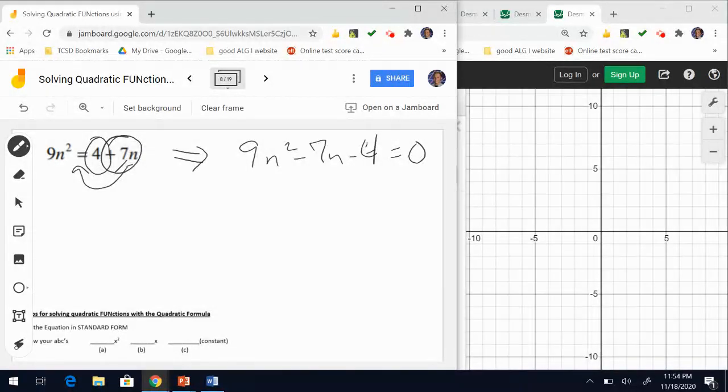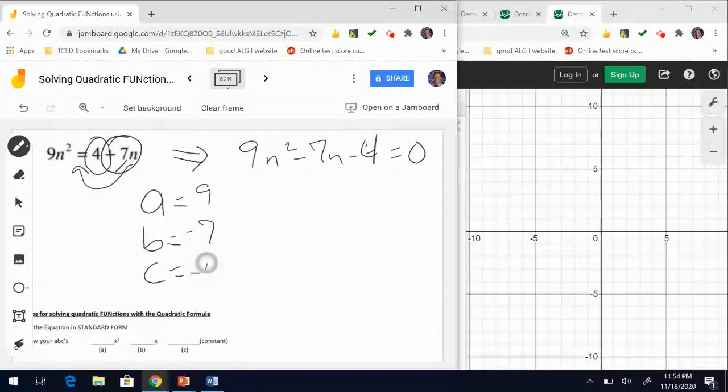So now I look at my ABCs, my A, my B, and my C. My A value is with the n squared, so that's 9. My B value is with the n, so that's negative 7. And then my C value is negative 4. Any questions on how I got there?